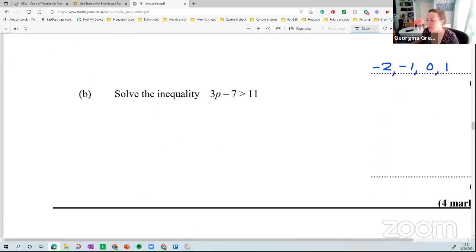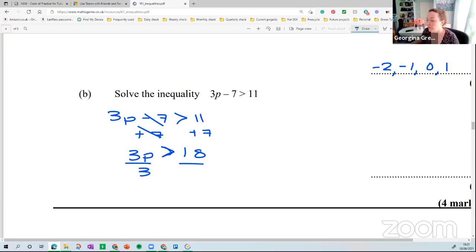Solve the inequality 3p minus 7 is greater than 11. So we're adding 7 to both sides. So that cancels out, and then we've got 3p greater than, I nearly put equals, 18, and then divide by 3 both sides, and we've got p is greater than 6. Okay, there we go.